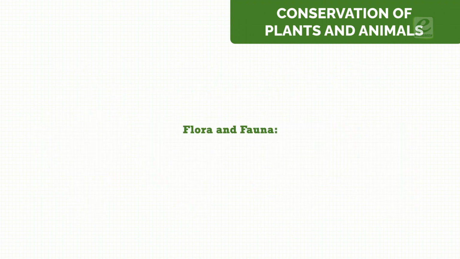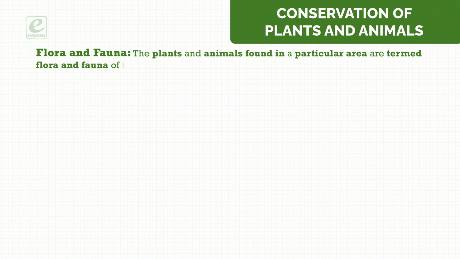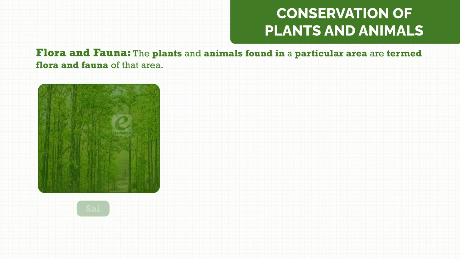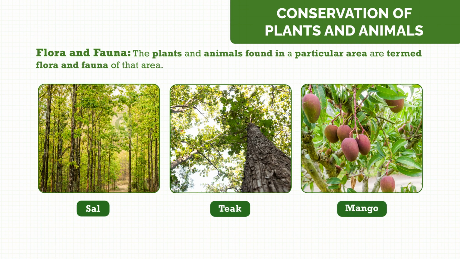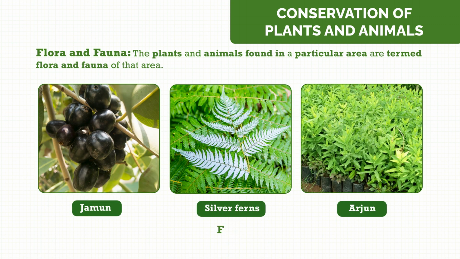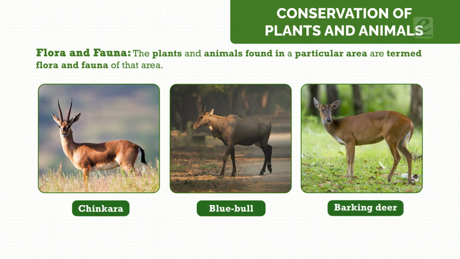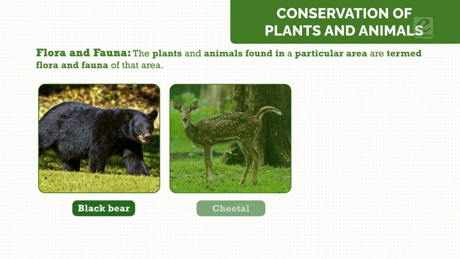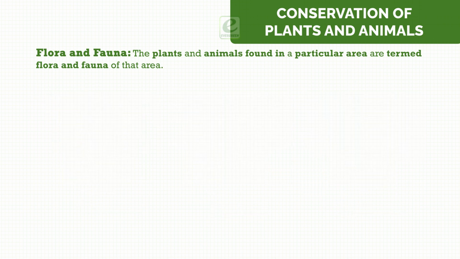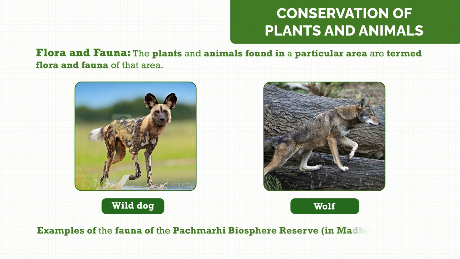Flora and fauna. The plants and animals found in a particular area are termed flora and fauna of that area. Sal, teak, mango, jamun, silver ferns, arjun, etc. are the flora, and chinkara, blue bull, barking deer, black bear, cheetal, leopard, wild dog, wolf, etc. are examples of the fauna of the Pachmarhi Biosphere Reserve in Madhya Pradesh.